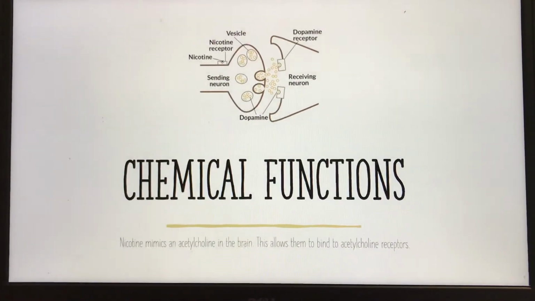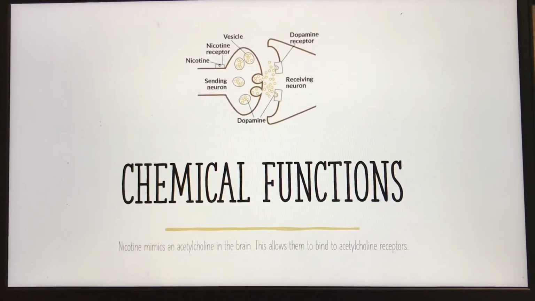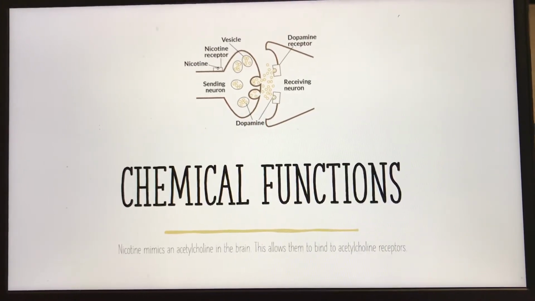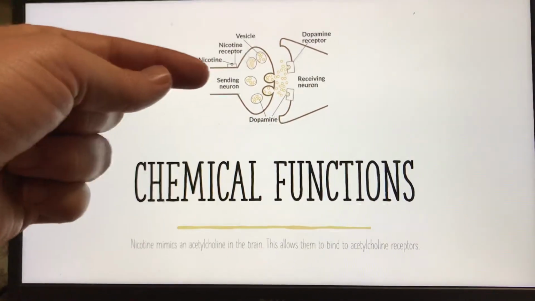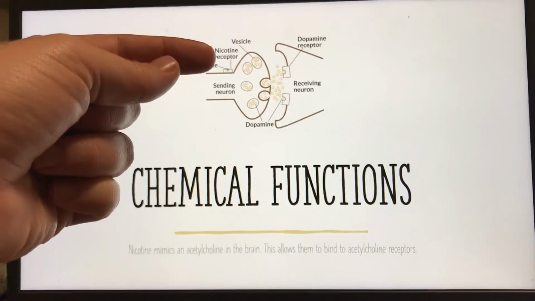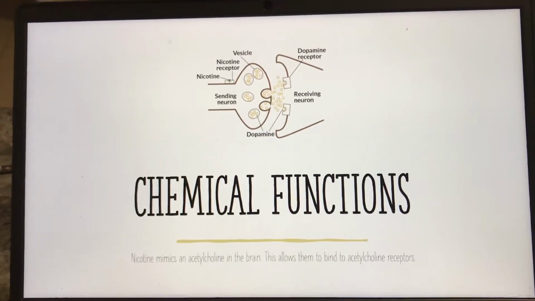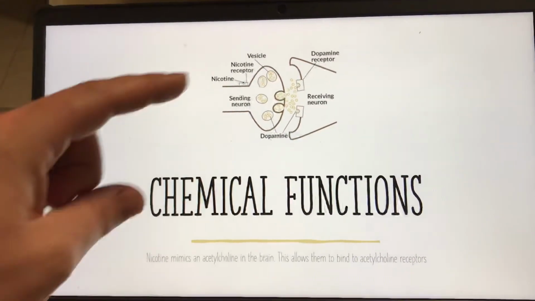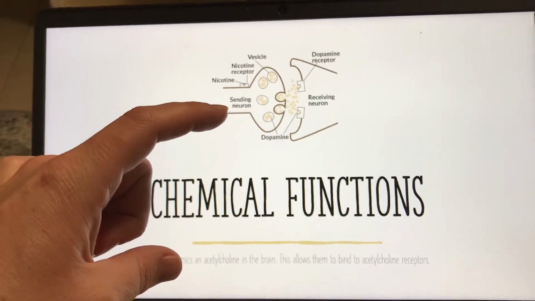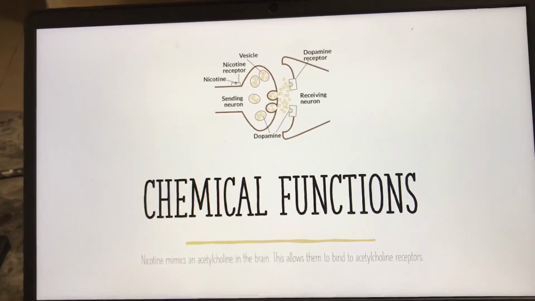The chemical functions of nicotine. Nicotine actually mimics acetylcholine in the brain. This allows it to bind with acetylcholine receptors. So the nicotine connects to this nicotinic agonist receptor, which transmits a message to the axon terminal, which sends down a message to release dopamine.